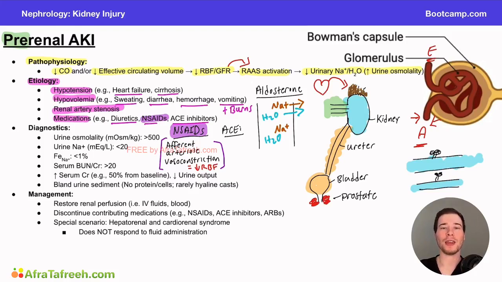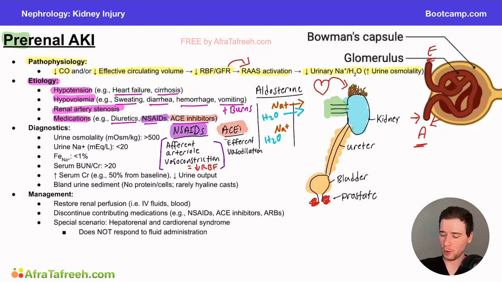If we constrict the afferent arteriole, if we make it a smaller area for blood to get through, overall, for a given period of time, we have less blood that can make it to the kidney. This is what is called a decrease in the renal blood flow. Now, with ACE inhibitors, we ultimately get a similar effect, but through a different mechanism. So now we're getting efferent arteriole vasodilation, which leads to a decreased GFR.